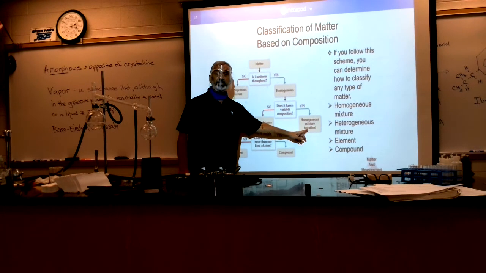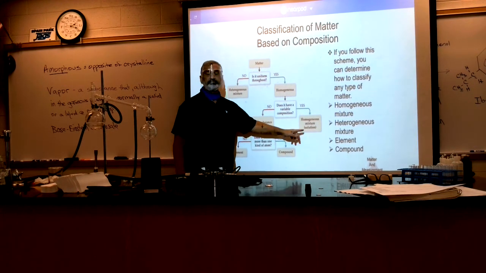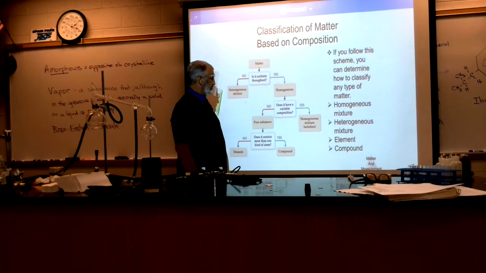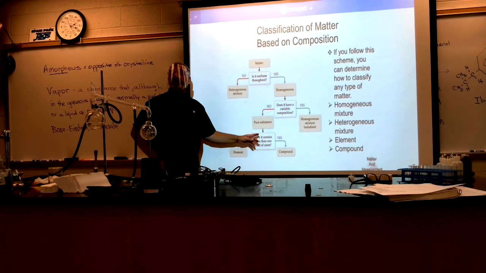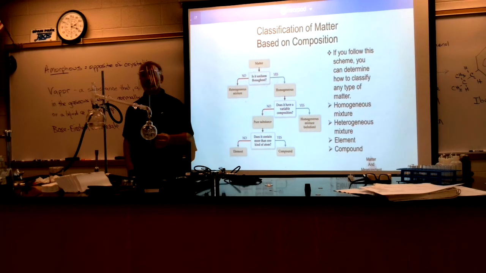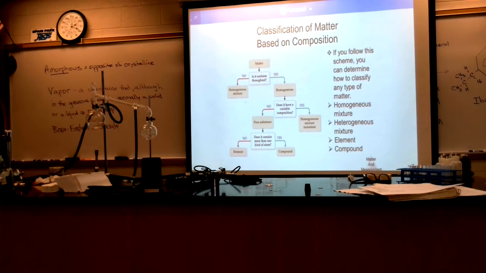Now, a homogeneous mixture, this is all in your textbook, we call a solution. A pure substance is going to be an element or a compound. You can have pure gold, pure silver, pure copper, pure sodium, pure oxygen, pure helium, pure any element. But you can also have pure carbon dioxide, pure water, pure sugar, pure salt. Compounds are also pure substances because they have one unique set of characteristics, one unique set of properties.